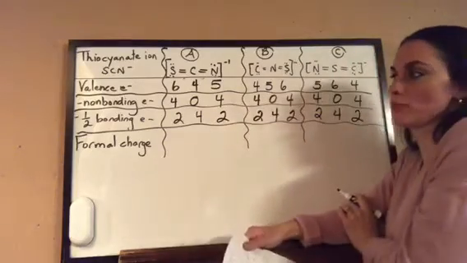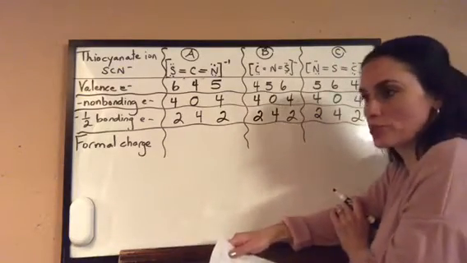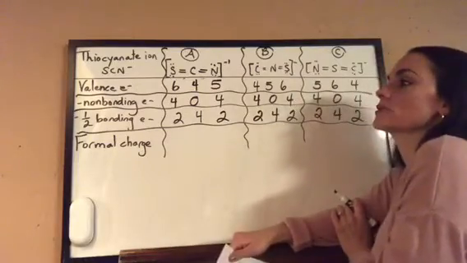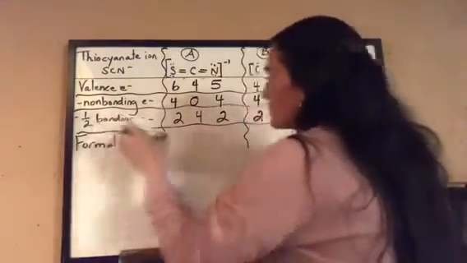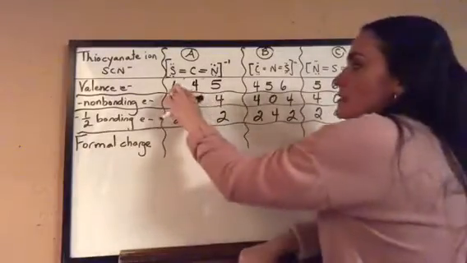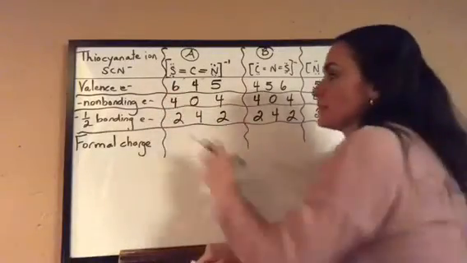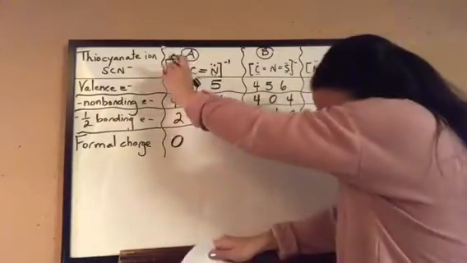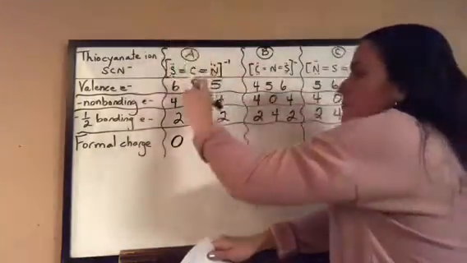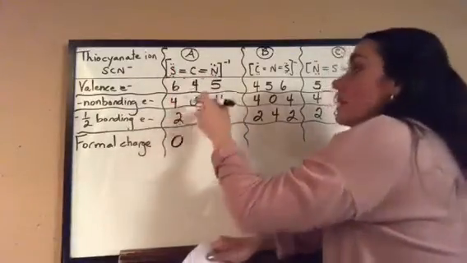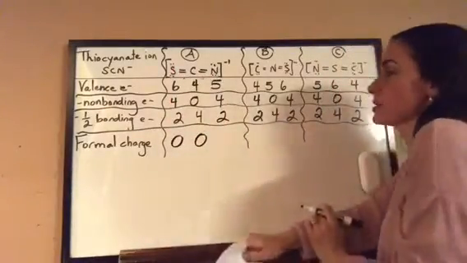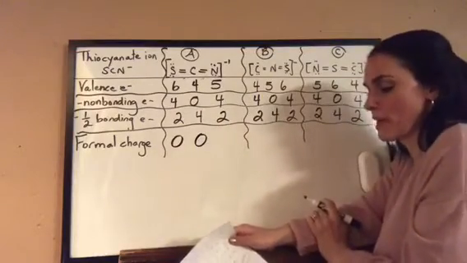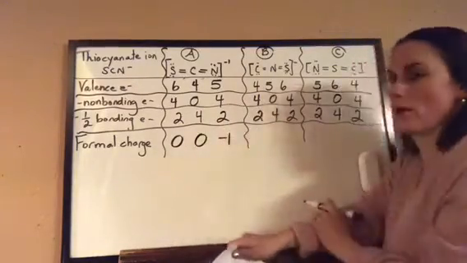Now let's calculate the formal charges. Remember, the formal charge is equal to the valence electrons minus non-bonding electrons minus 1/2 the number of bonding electrons. So we take this number and then subtract these 2. 6 minus 4 minus 2 is 0. 4 minus 0 is 4, minus 4 is 0. 5 minus 4 is 1. 1 minus 2 is -1.